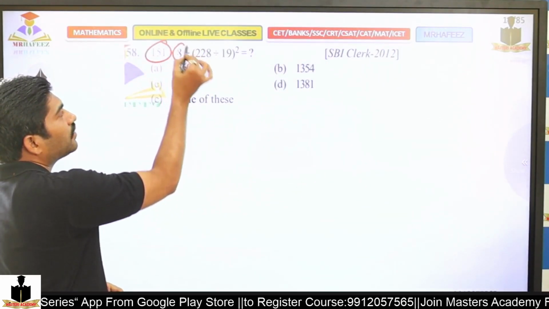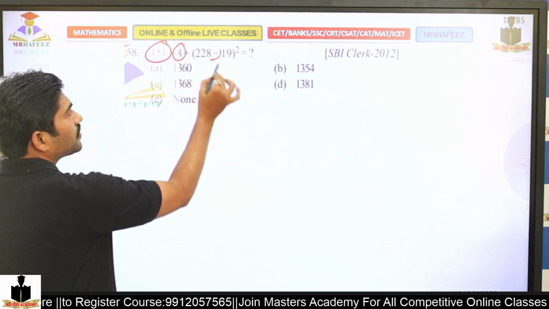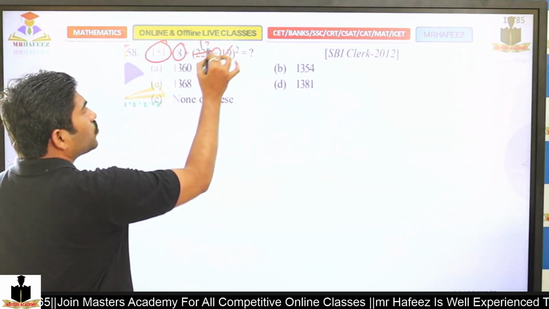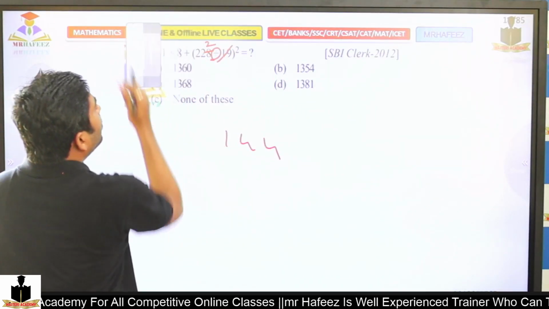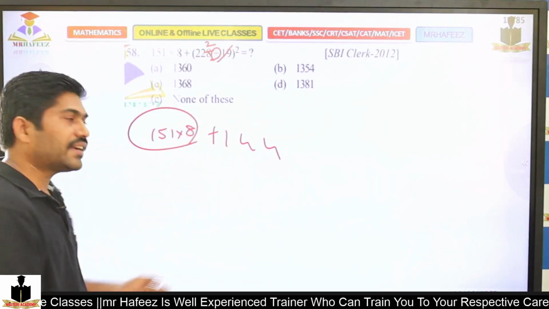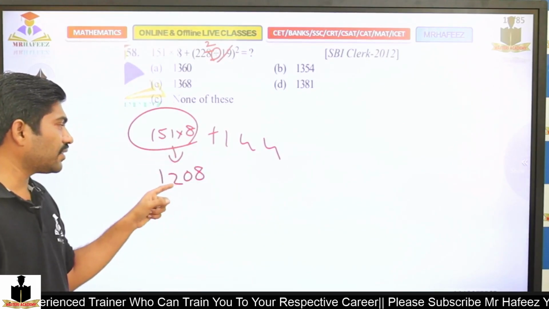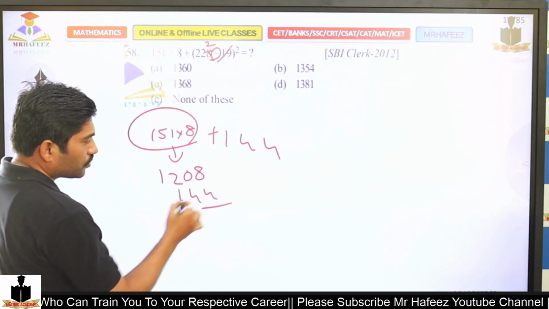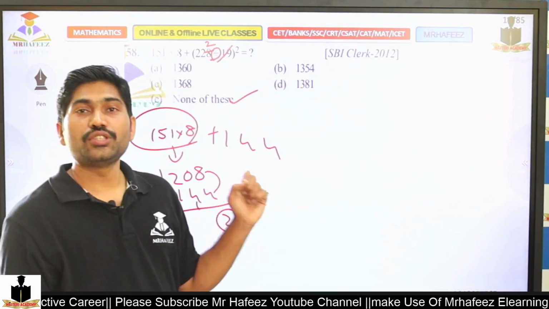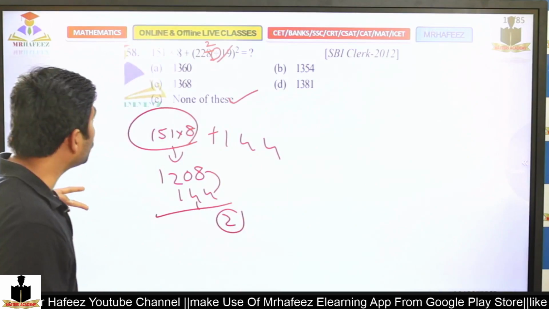151 into 8 plus 228 divided by 19. Okay, so division first. 19 how many times 228? 19 10 times is 190, and 2 times more, so that is 12. 12 square is 144. And here it is 151 into 8, so 15 into 8 is 120, so it's 1208. So if I add, I'll get 1208 plus 144. Units place: 8 plus 4 is 12, so the units digit should be 2. There is no 2 in the options, so none of the above will be my answer. Moving to the next question.